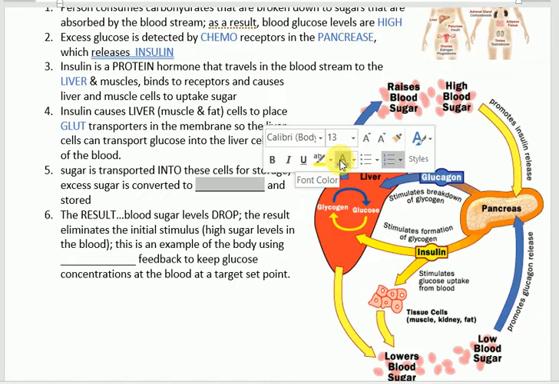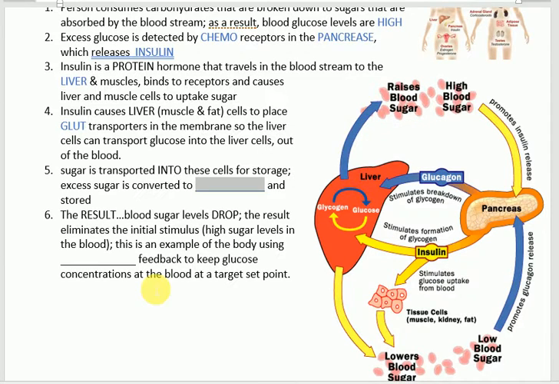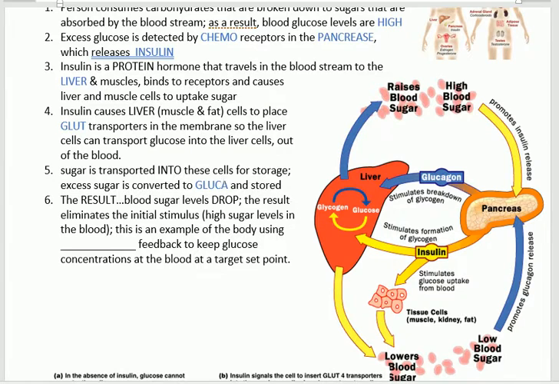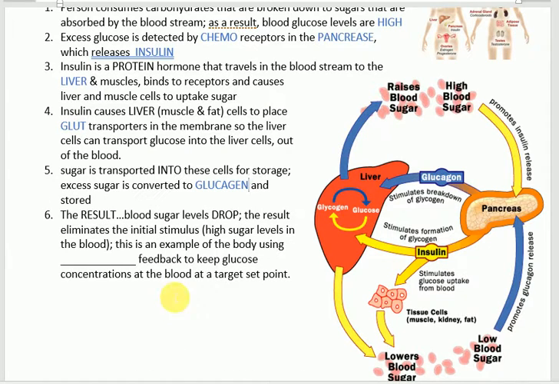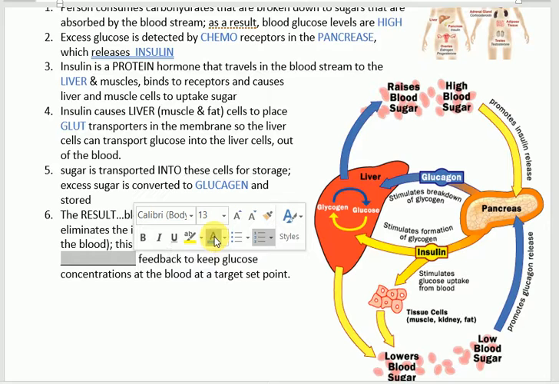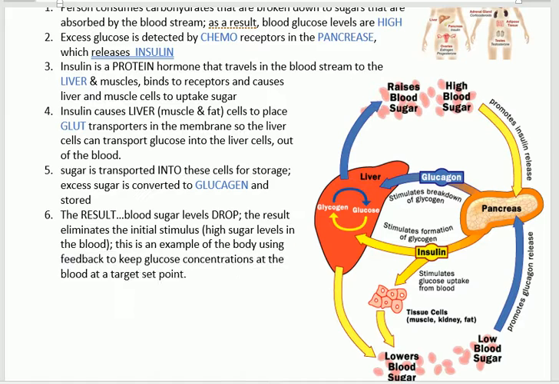Sugar is then going to be transported into these cells for storage, and that excess sugar is converted into glycogen and stored. And the result is the blood sugar levels drop. It eliminates the initial stimulus, which was the high sugar levels in the blood. And this is a perfect example of the endocrine system using negative feedback to keep that glucose concentration at a set point. So this diagram basically shows you here.